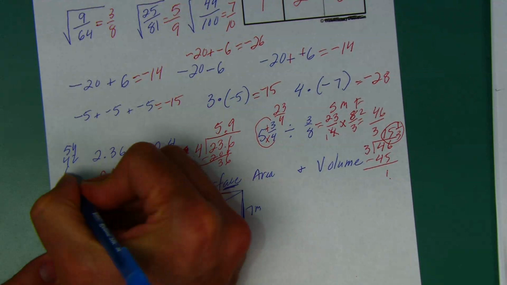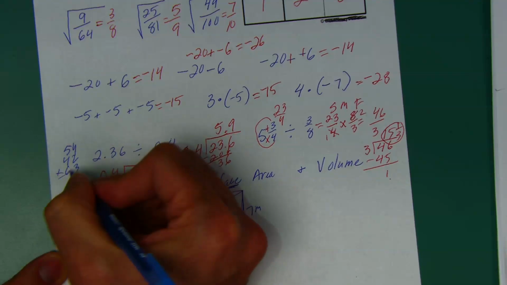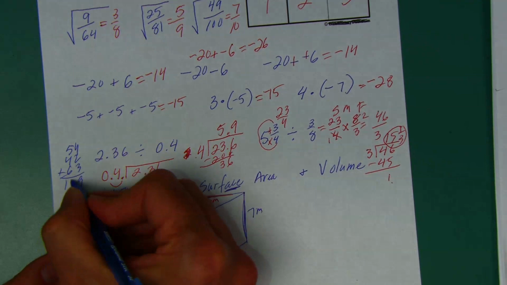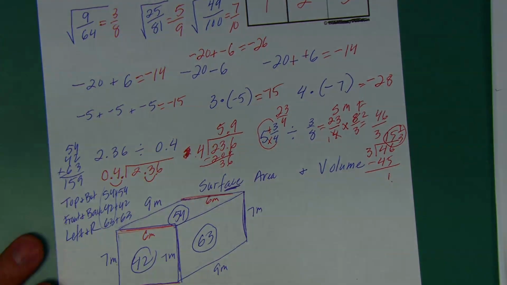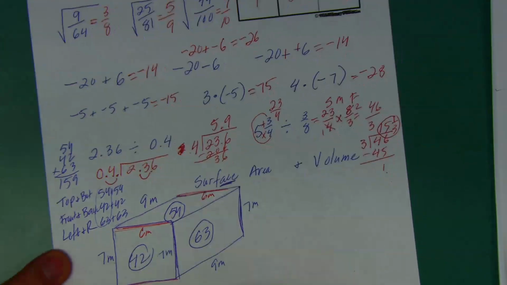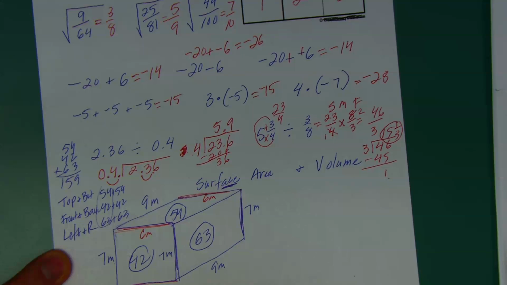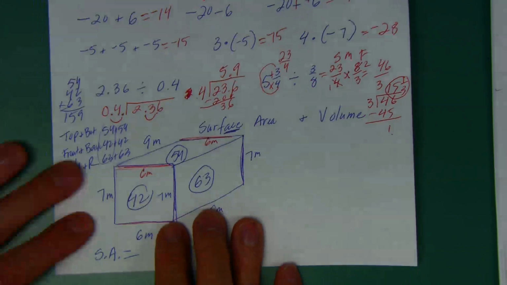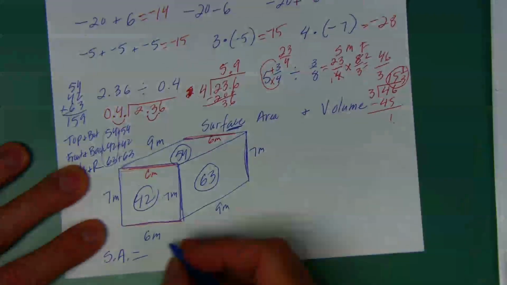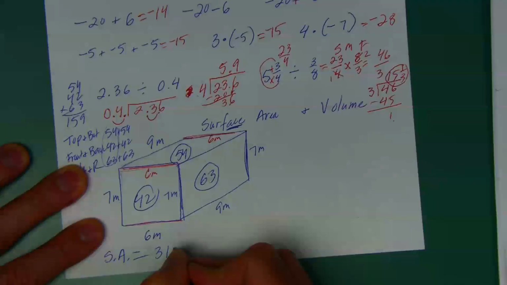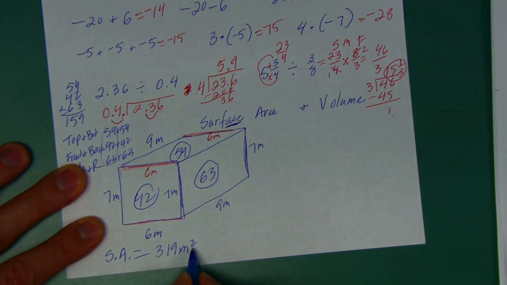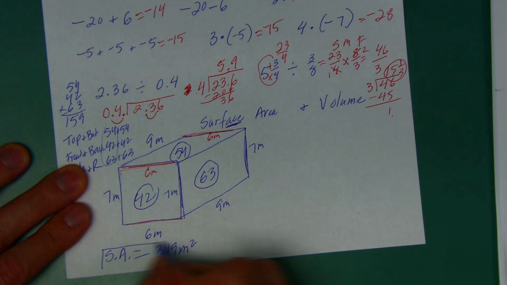54, 42, 63. 4 and 2 is 6 plus 3 is 9. 5 and 4 is 9 plus 6 is 15. 159 doubled is the surface area. 159 doubled is 318. And area is always square units. That's to the second power.